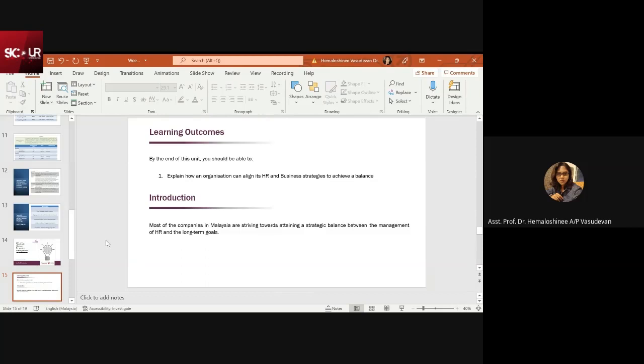So, in these slides, we are going to learn about how an organization can align its HR and business strategy to achieve a balance. Because HR and business strategy must collaborate with each other to ensure that they can achieve the organization's goals and make it balanced, because all the costs, budgeting, everything HR should know. Even each department's costing, HR also needs to know to strategize their business plan. So in this chapter we're going to learn about all this, and how they are looking into it.